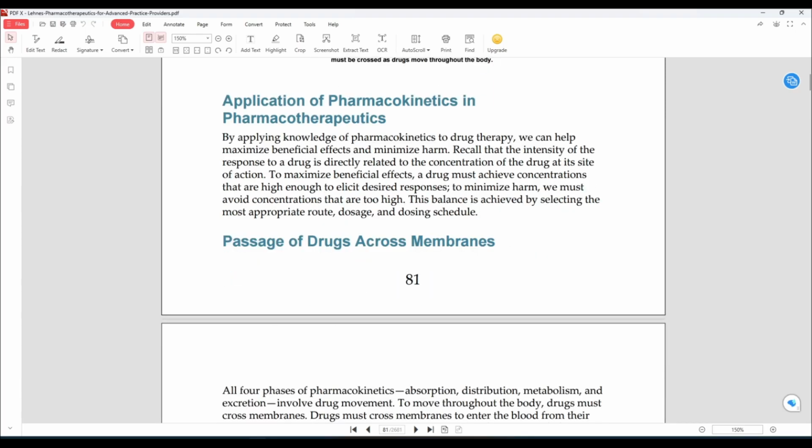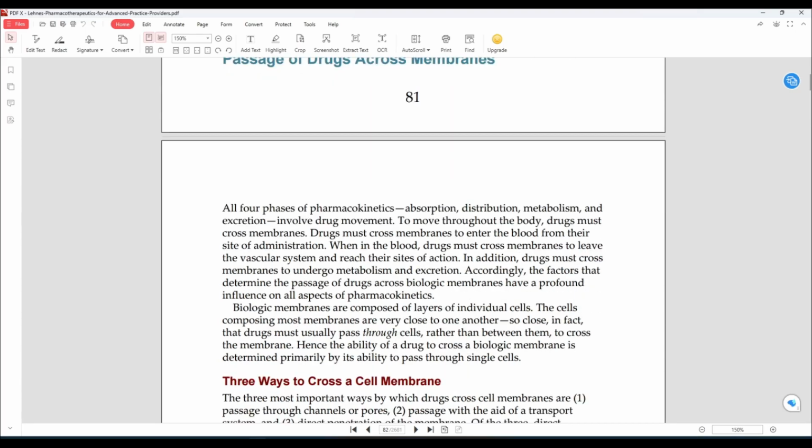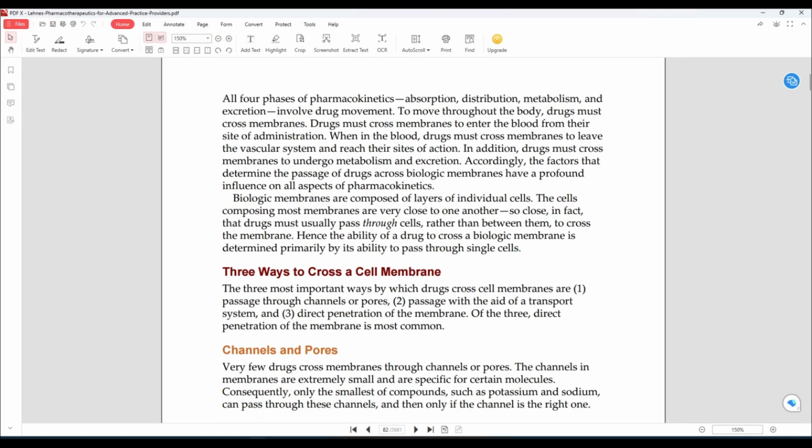The passage of drugs across membranes. All four phases of pharmacokinetics, the absorption, distribution, metabolism, and excretion, involve drug movement. To move throughout the body, drugs must cross membranes. Drugs must cross membranes to enter the blood from their site of administration. When in the blood, drugs must cross membranes to leave the vascular system and reach their site of action. In addition, drugs must cross membranes to undergo metabolism and excretion.